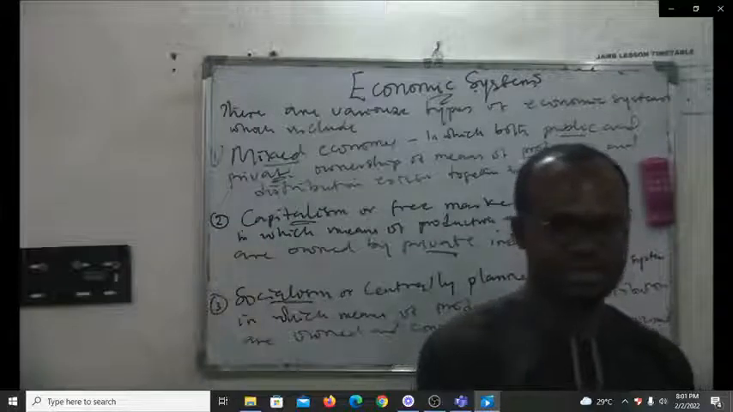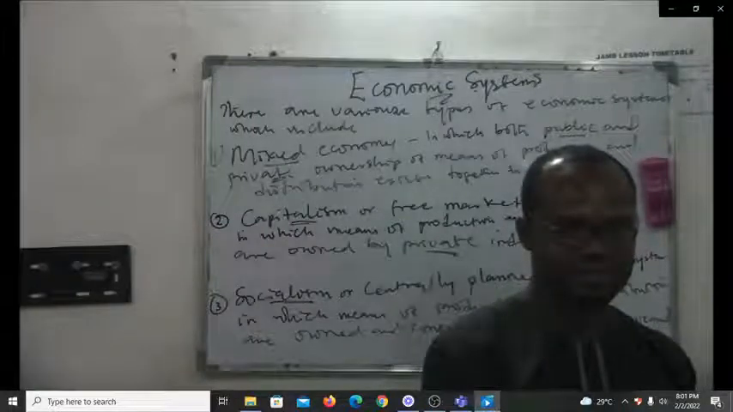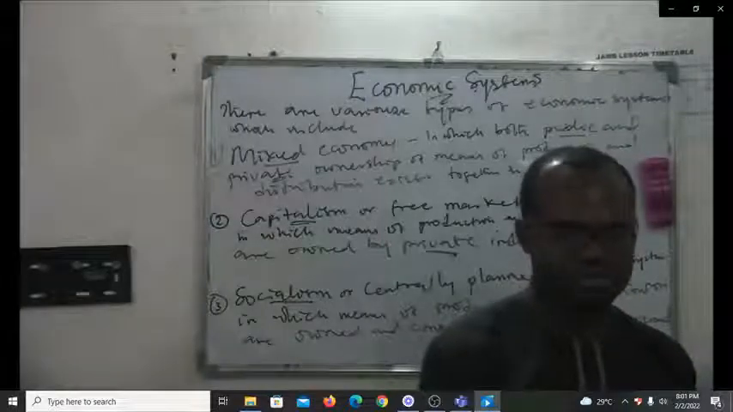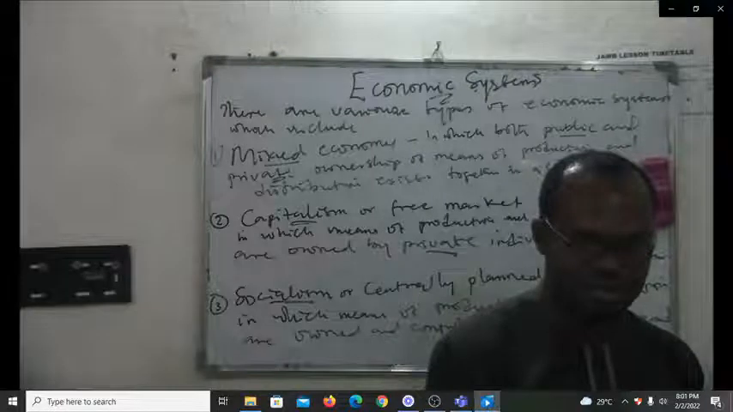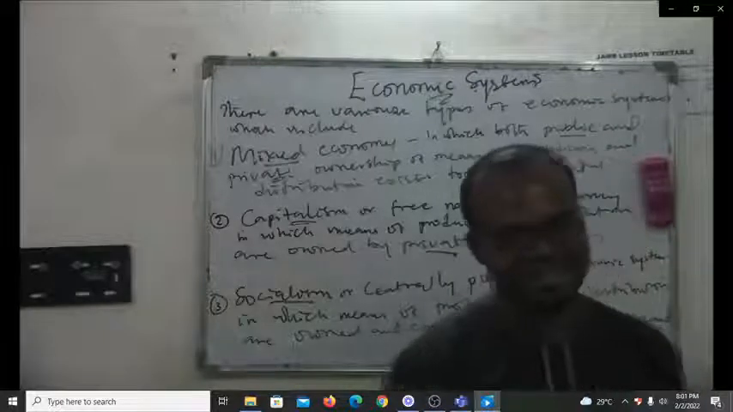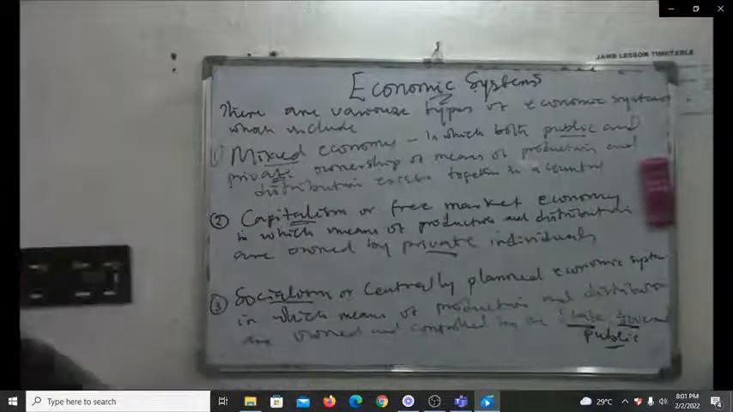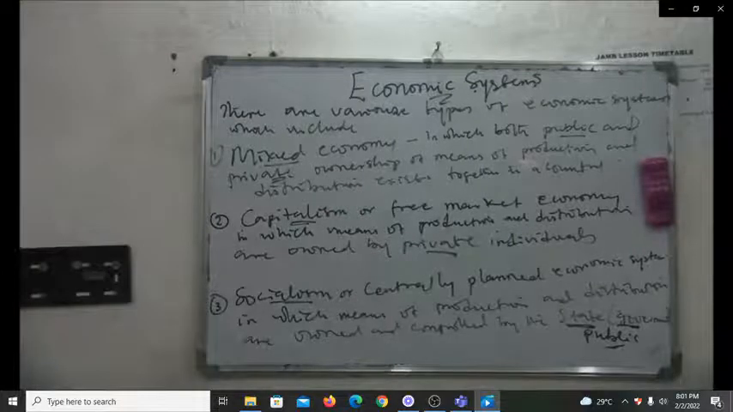So what are the differences? Mixed is owned by the government and private. Good. Capitalism by private. Good. Socialism by government or state. Thank you. Isn't it very simple?